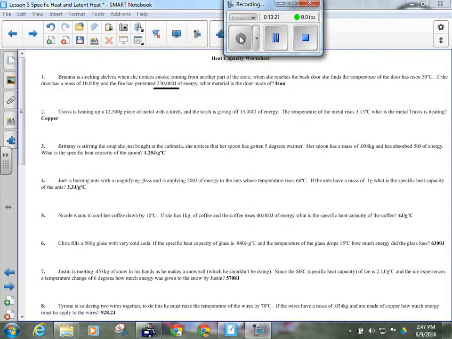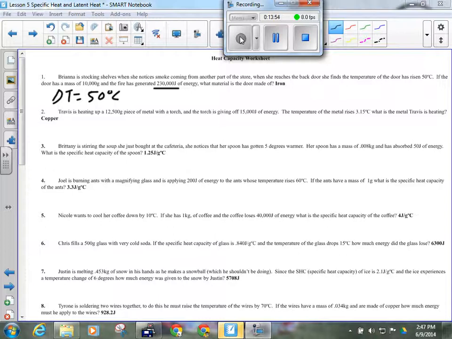Okay, guys, let's have a look at number 1 here. Getting quite a few questions on this. Biggest thing is you got to write down your givens, and you got to know what units everything comes in. Someone is stocking shelves. She reaches the back door, finds the temperature of the door has risen 50 degrees Celsius. What were we just given? Change in temperature. Anytime we're given something in degrees Celsius, it's most likely change in temperature, especially if it says risen, fallen, or changed. So that's delta T, 50 degrees C.